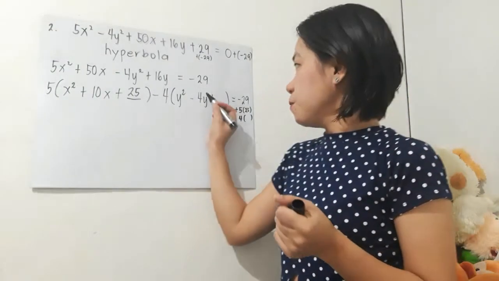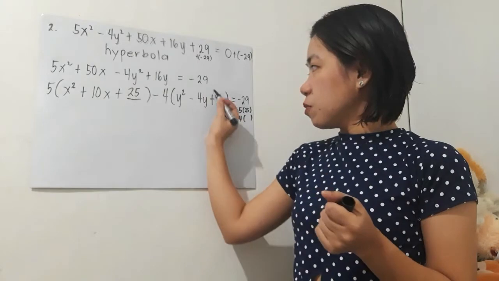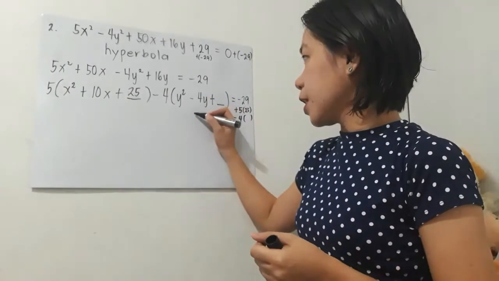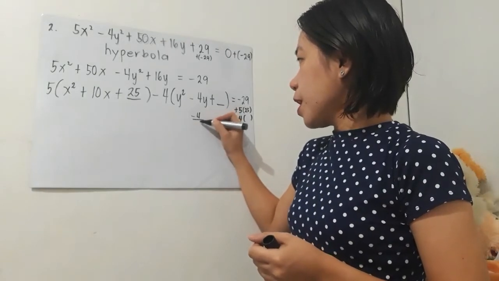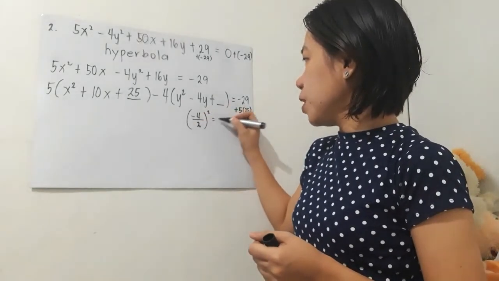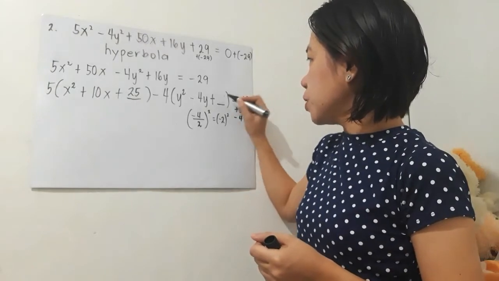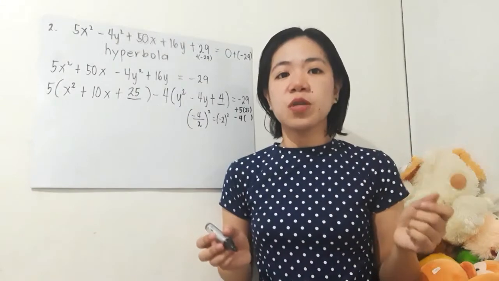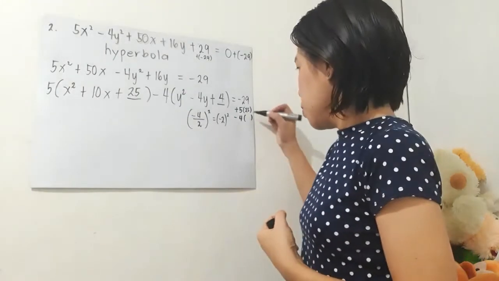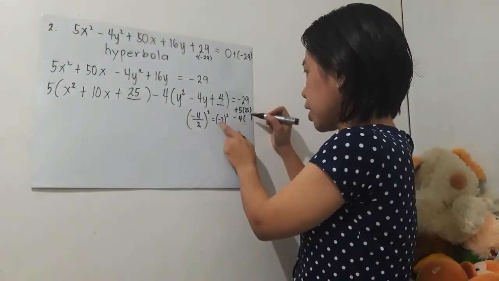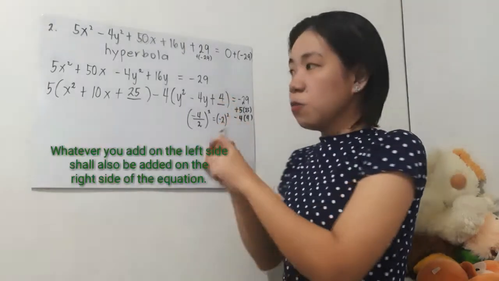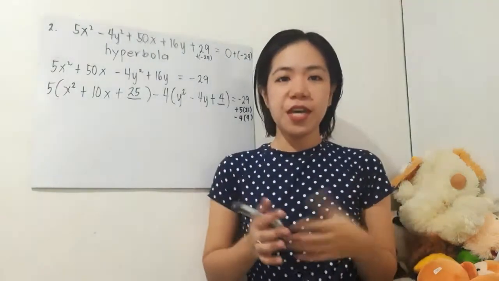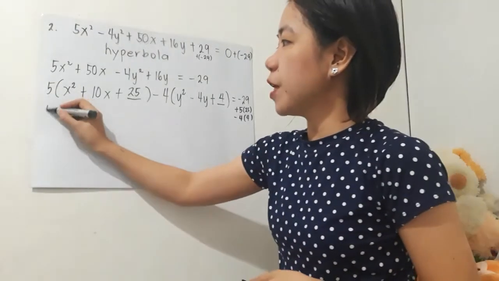Next, we have the middle term of the next trinomial. We have negative 4. So negative 4 divided by 2 is negative 2 times itself. That will be negative 2 times negative 2, that is positive 4. So the answer for the last term will always be positive. Okay, so here we'll have minus 4 times 4. Again, whatever you add on the right side will be added on the left side of the equation as well. Okay, so let's continue.